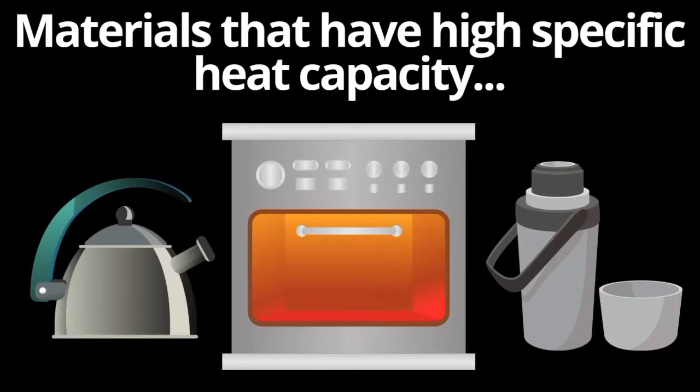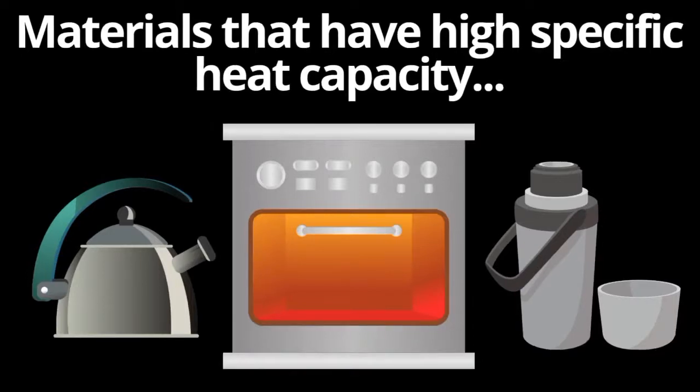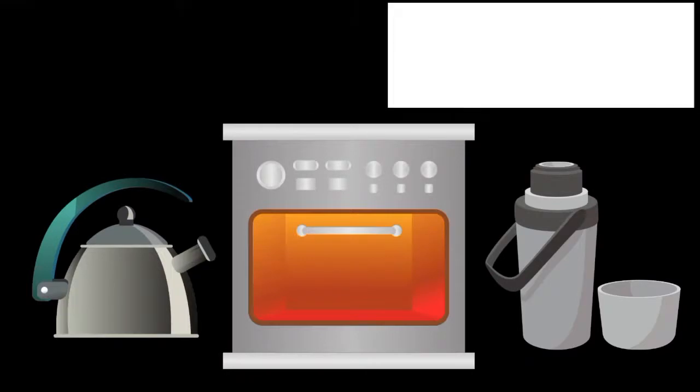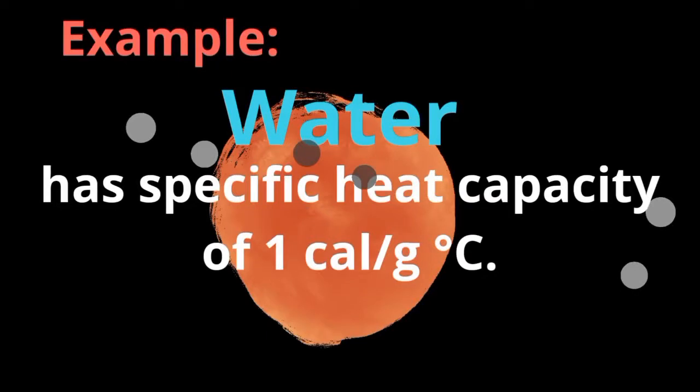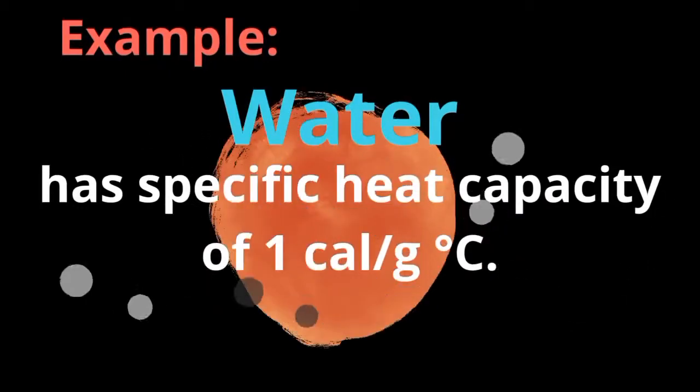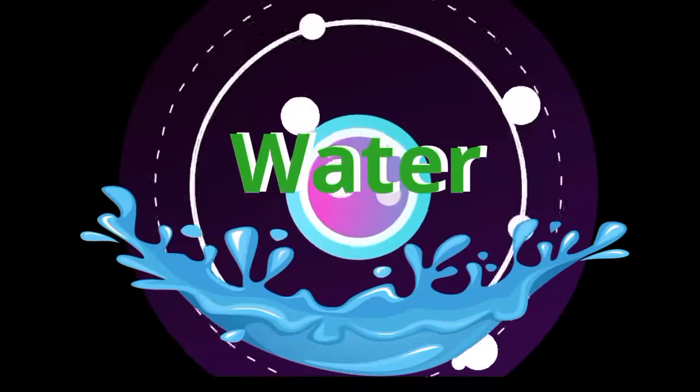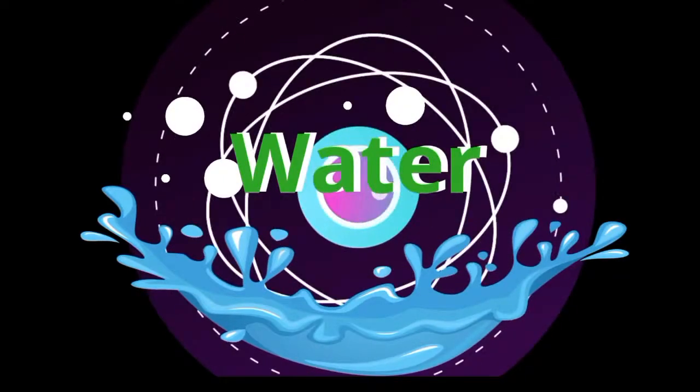Substances that have a high specific heat capacity are suitable as materials for constructing kettle handles, insulators, and oven covers, because a high amount of heat will cause only a small change in temperature and the material won't get hot too fast. For example, water has a specific heat capacity of 1 calorie per gram degree Celsius. So, it takes 1 calorie of heat to raise the temperature of 1 gram of water by 1 degree Celsius. That is why water is said to have a high specific heat capacity.